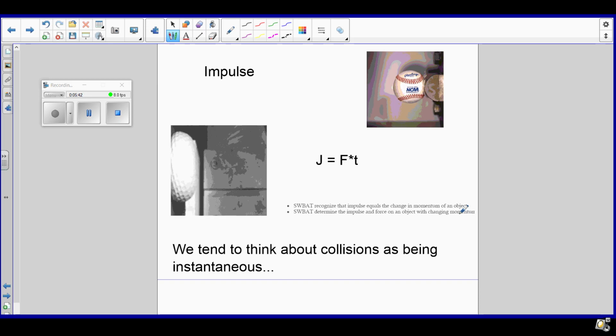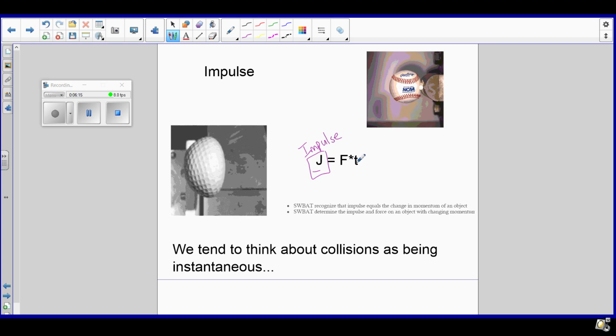Okay, so you've made your choice, and I want to introduce now impulse. When we think of collisions, we often think about them as being instantaneous, happening for such a short period of time. But all collisions have a measurable amount of time. And the time that an object is involved in the collision affects the impulse. So I have impulse here. We're using capital J, impulse. And the impulse is the force on the object during a collision times the time of the collision.